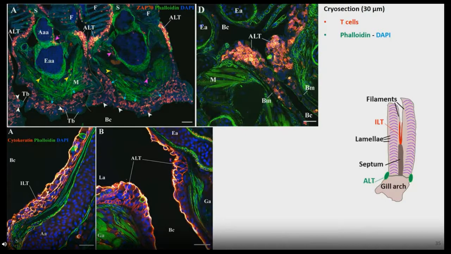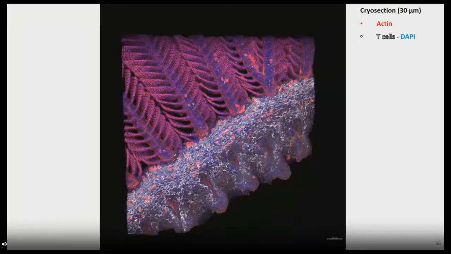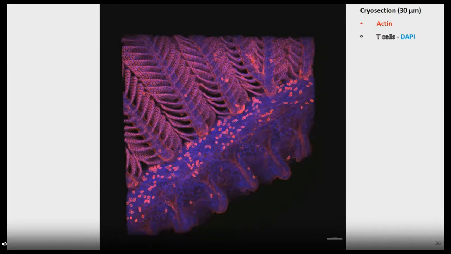But still we wondered, is it some kind of aggregates that we find sometimes, or is it continuous for the whole length of the gill arch? So in this case, I had to dissect very carefully to not damage the gills, which are very fragile, and do a whole-mount staining with Zap70. And then again, I acquired it with the Dragonfly, and you can see that this is continuous. You see everything there, all the T cells in white were continuous.